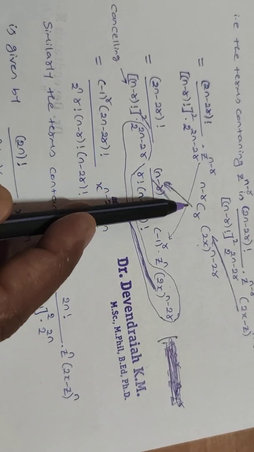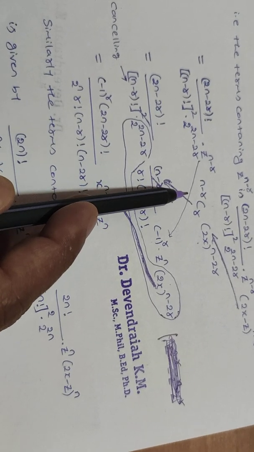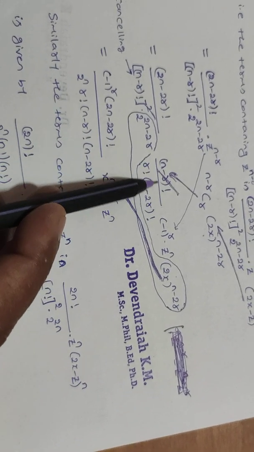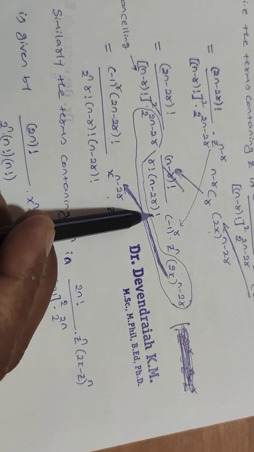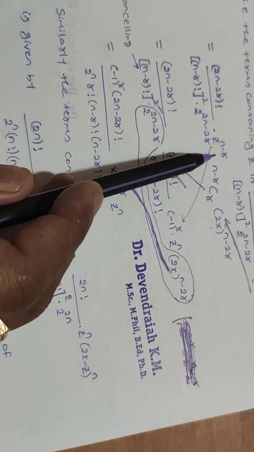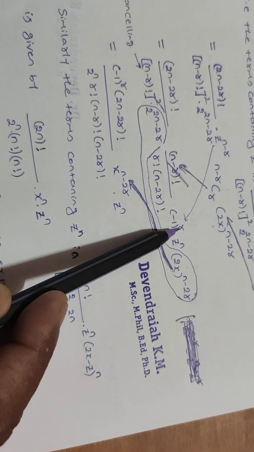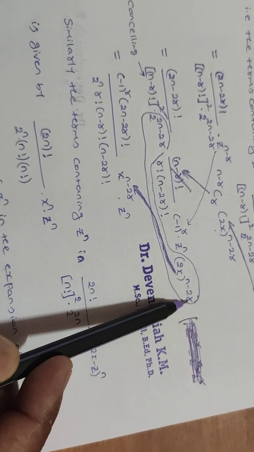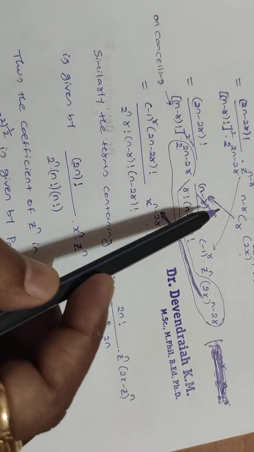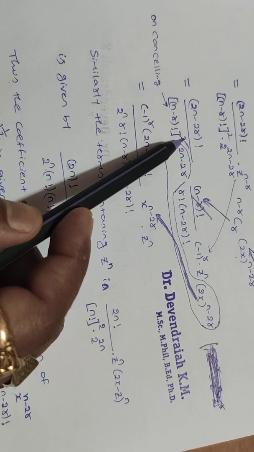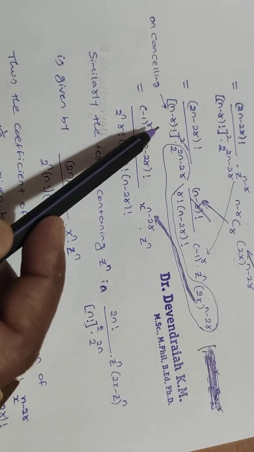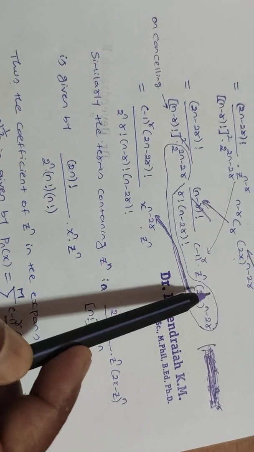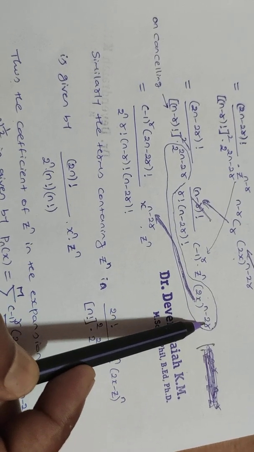Writing the value of nCr as n factorial divided by n minus r factorial into r factorial, in place of n here we observe n minus r factorial divided by r factorial into n minus 2r factorial. And so, writing z to the power n minus r in this format, minus 1 to the power r into z to the power n into 2x to the power n minus 2r. Now cancelling the term n minus r factorial, n minus r factorial, we observe the value as minus 1 to the power r, 2n minus 2r factorial into x to the power n minus 2r.